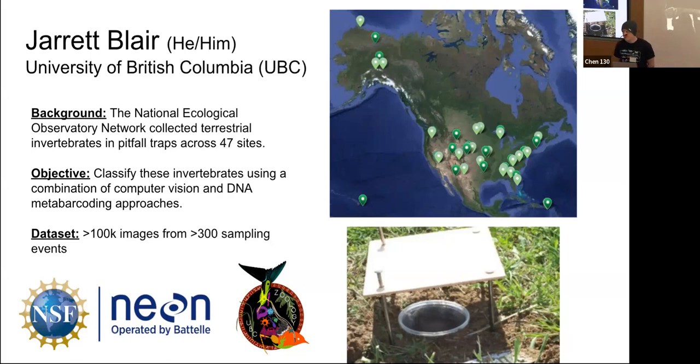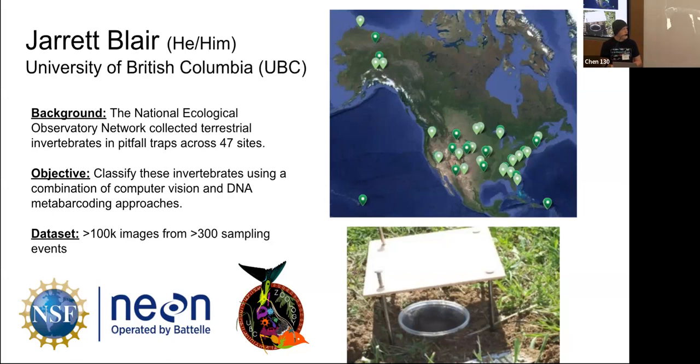But they found that it wasn't just ground beetles falling into these traps. They were getting all kinds of little critters, and that was still data that could possibly be used, but they didn't have anybody exactly sorting it. So before I came onto the project, the people running it thought, hey, why don't we try using computer vision and DNA metabarcoding to sort through these previously unsorted samples?